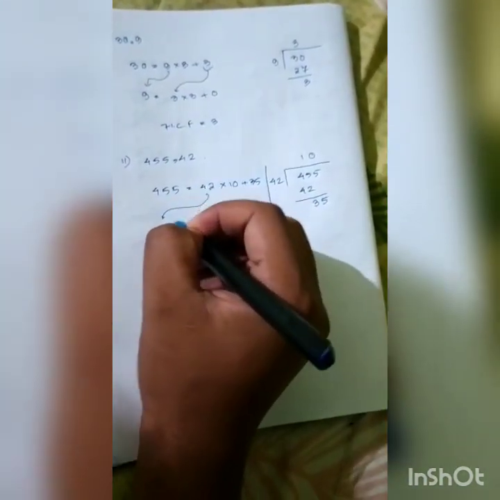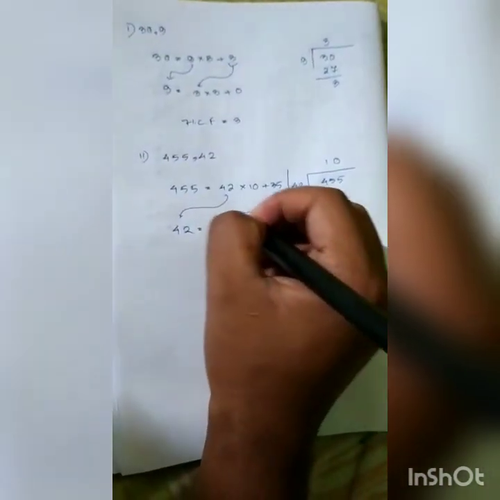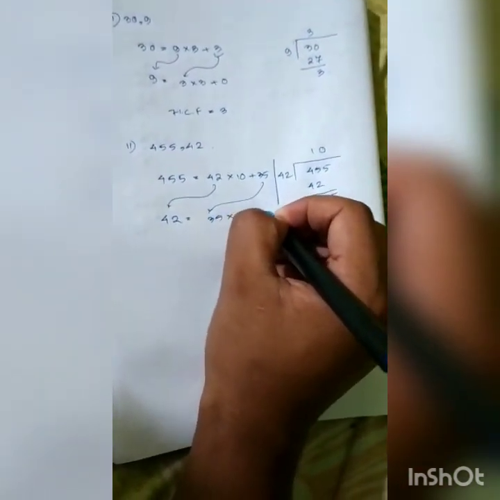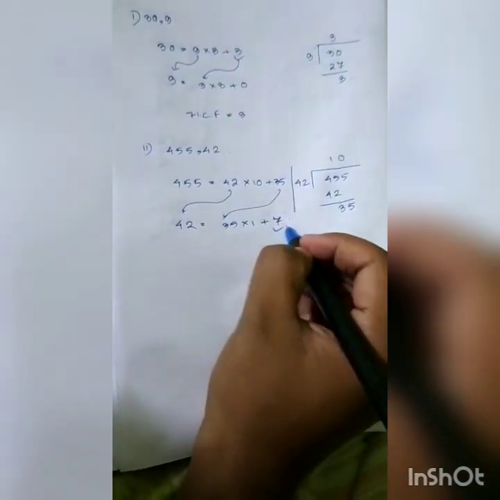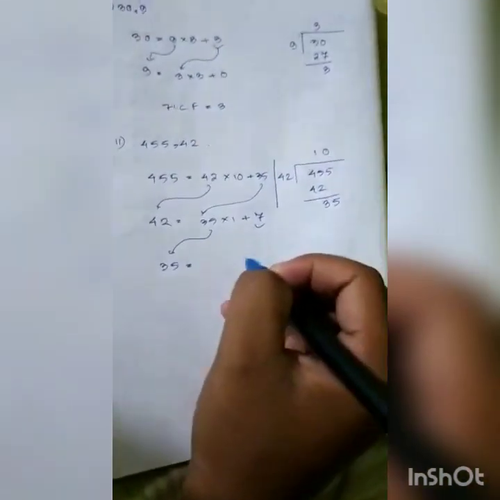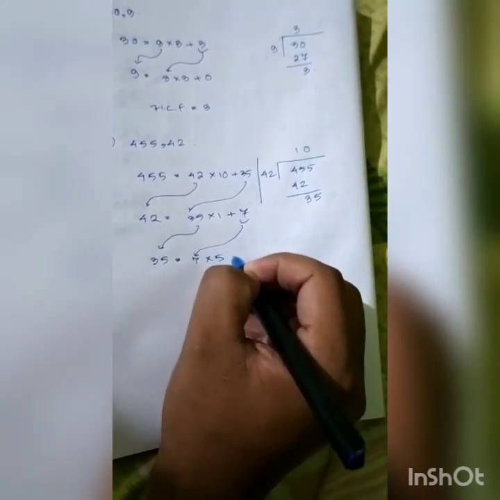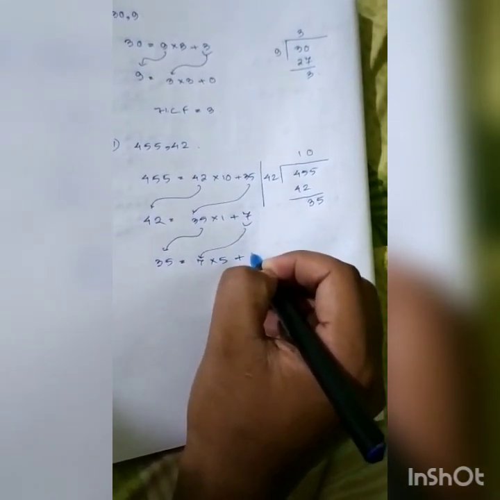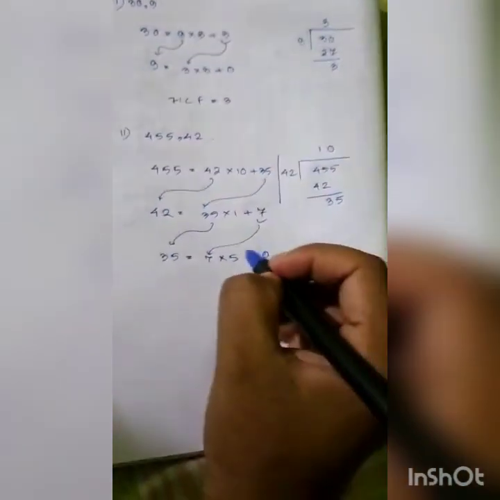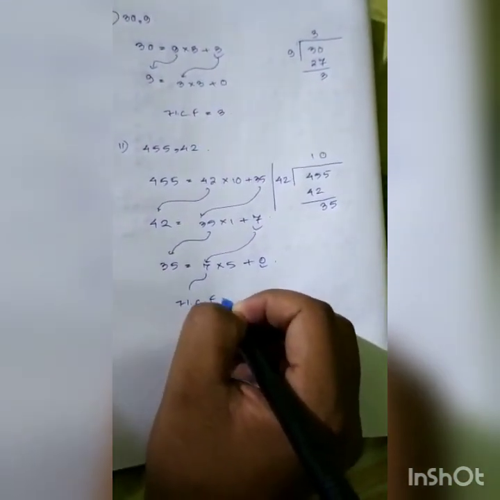So the divisor will become the dividend, and the remainder will become the divisor. 35 multiplied by 1 is 35 and the leftover is 7. As the remainder is not zero, we take 35 as the dividend and 7 as the divisor again. So 7 multiplied by 5 is 35 and the remainder is 0. As the remainder is 0, we know that the divisor is the HCF. So HCF is 7.